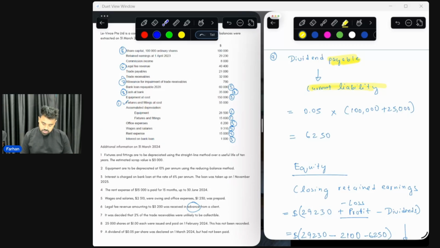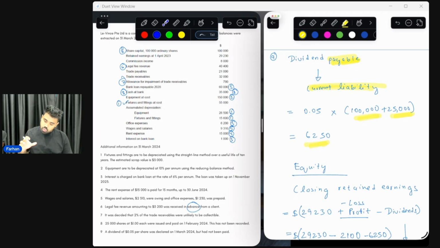And in this case, it's specific that we're giving a cash dividend, which is 5 cents per share, and we have 125,000 shares altogether. So initially we had 100,000 shares, then we brought in $25,000 worth of investments. So that increased our share count to 125,000. So the dividend payable will be 0.05 times 125,000, which is $6,250. And that is obviously, as we understand, an obligation.